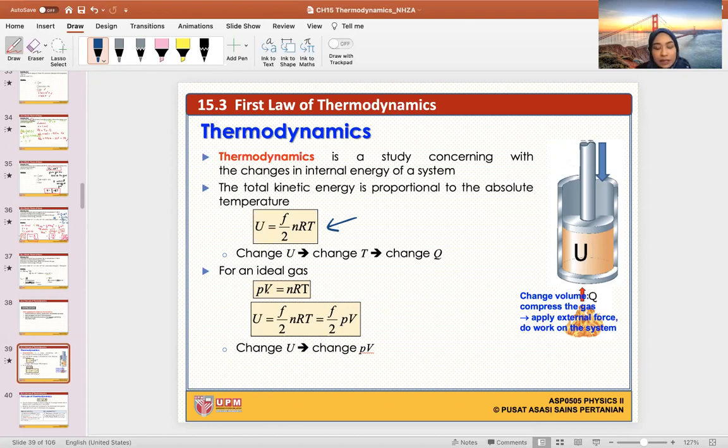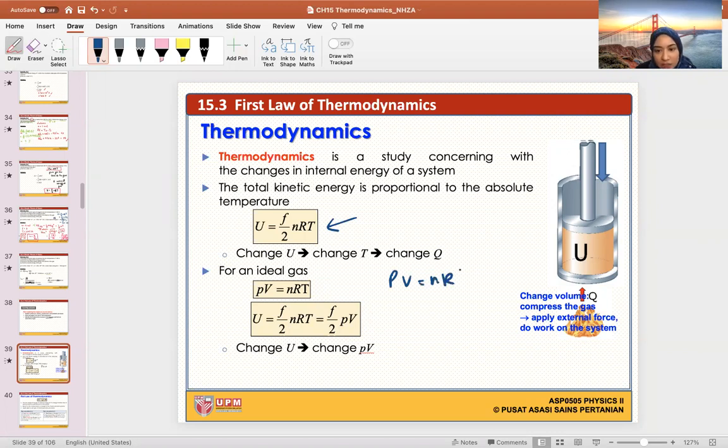So for an ideal gas, PV equals nRT, U equals F over 2 nRT, or F over 2 PV. Now we have not seen this one yet. But because we know nRT is equal to PV from this equation, we can actually substitute it into this equation. I know it gets confusing. Yes, it's confusing, I understand, but it is like that.